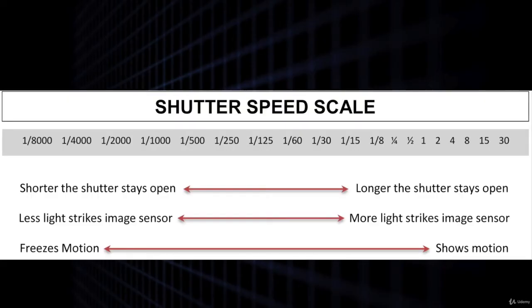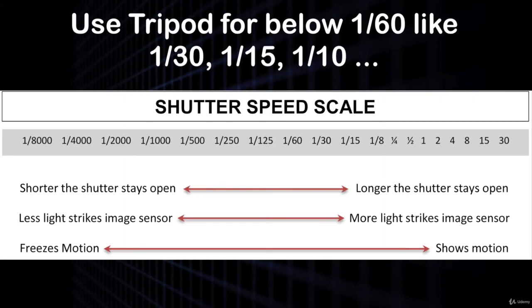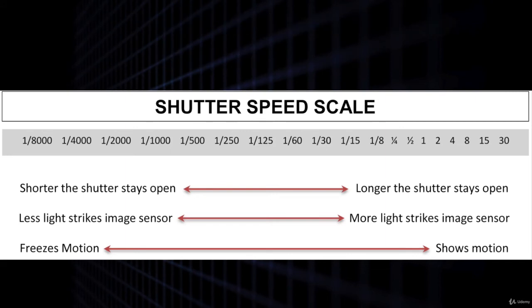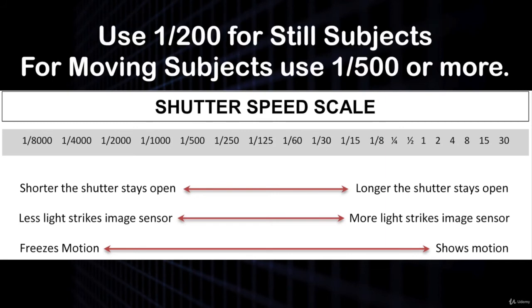I can click the still image at 1/60th of a second if the light is less, or I can also click this still subject at 1/125th of a second. So ideally, we will select a shutter speed of say 1/200 of a second for a still subject, and we can go up till 1/60th of a second if the light is less. But in case we have to go below than 1/60th of a second, then we will need a tripod. For still subject, I would recommend use a shutter speed of 1/200 of a second.